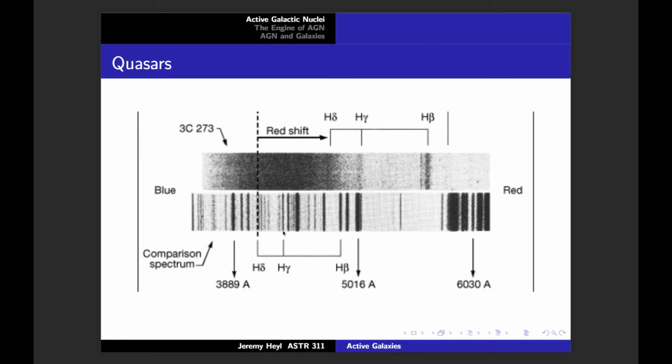But it's a 13th magnitude star at a redshift of 0.1. So they realized that this object, whatever it is, it's really far away and it's still really, really bright. So it must be producing a huge amount of energy. So this led to the puzzle of these quasars.